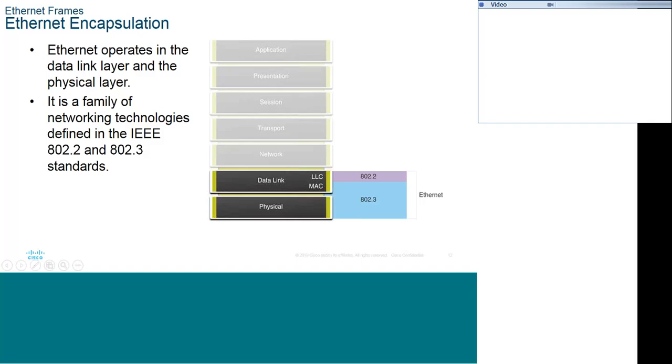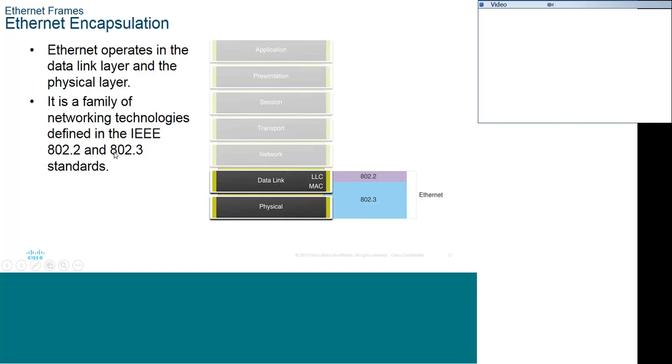You can see here that this is a family of networking technology, and it has its own standard number, which belongs to the IEEE. This is the number 802.2 or 802.3. So directly you know that they represent the Ethernet technology.